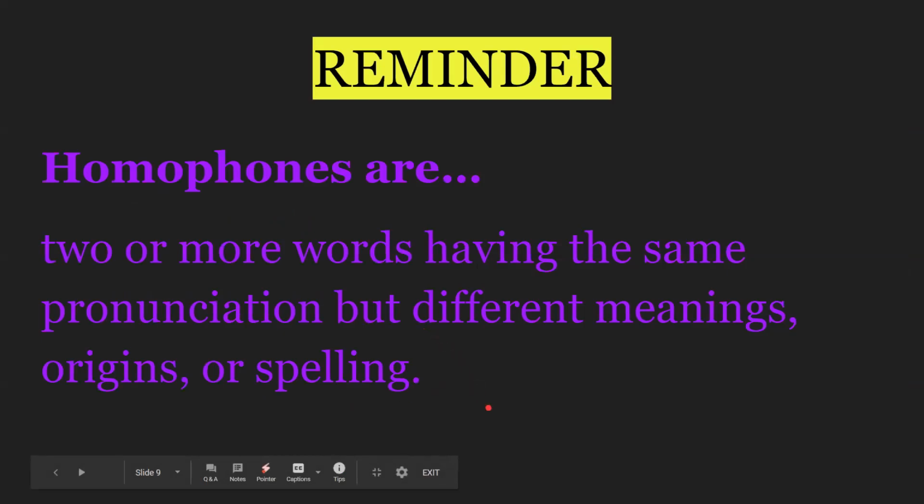So, as a reminder, homophones are two or more words having the same pronunciation but different meanings, origins, or spelling. I hope this helped you understand what homophones are, and so you know the differences between them.